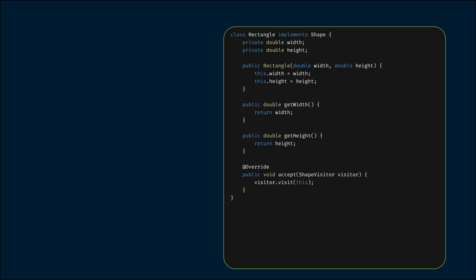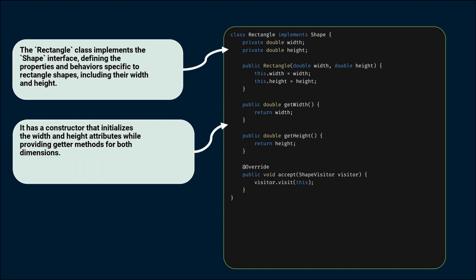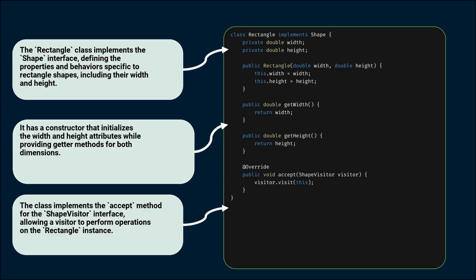Now let's implement the rectangle class as part of our shape structure. In this code, we define the class rectangle that implements the shape interface, adhering to the visitor pattern principles we've established. The rectangle class includes two private member variables, width and height, which represent the dimensions of the rectangle. To initialize these properties, we create a constructor that sets the width and height values when a new rectangle object is instantiated. This encapsulation ensures that the dimensions of our rectangle are only accessible within the class, maintaining the integrity of the shape's data.